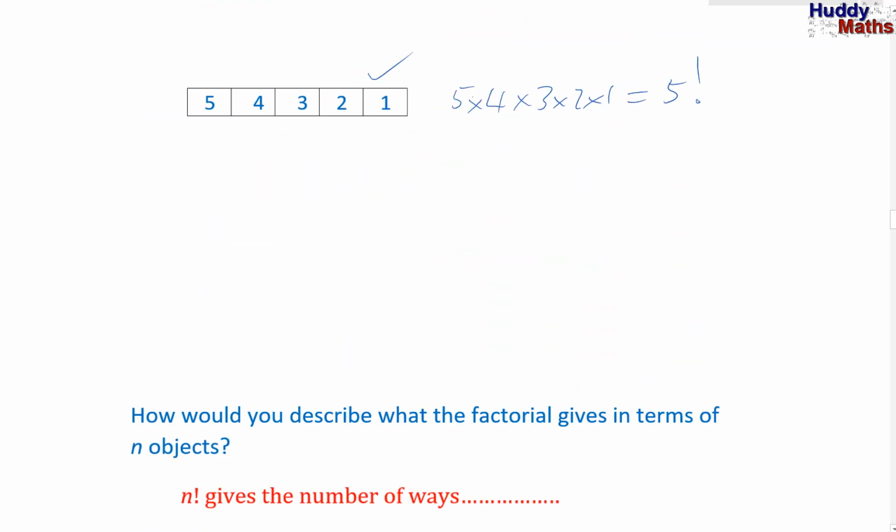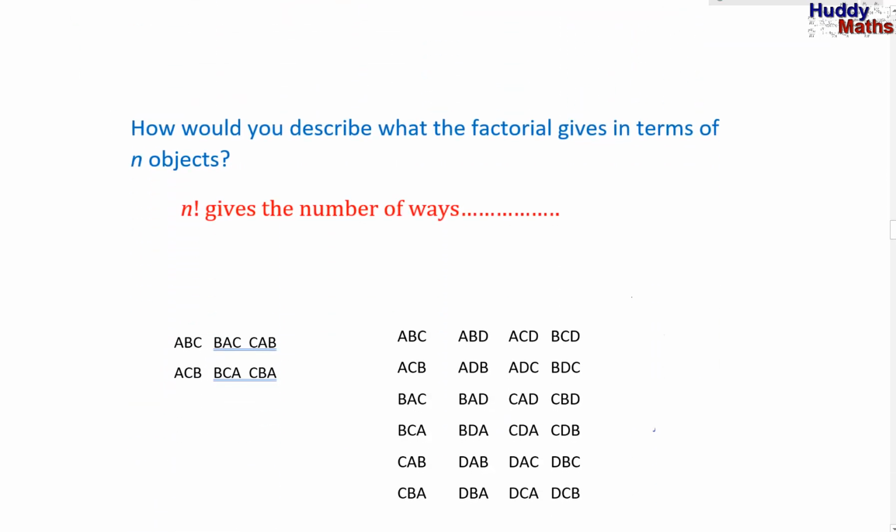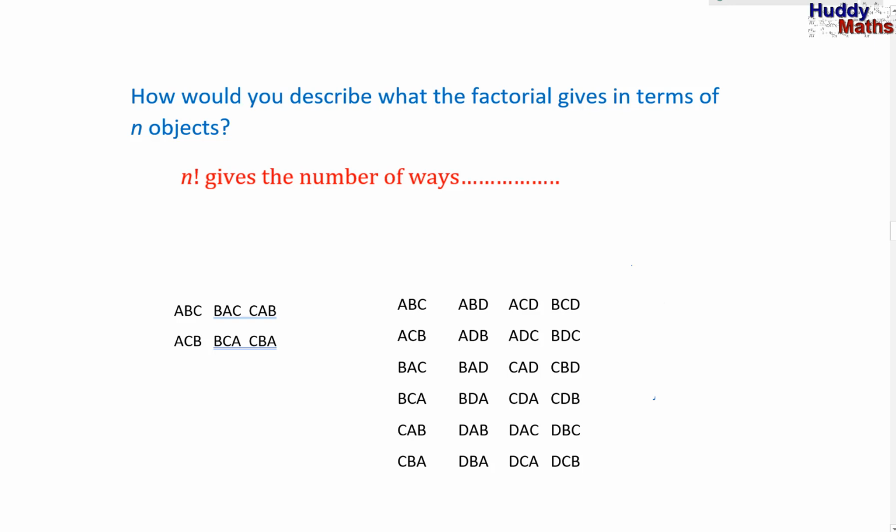Come down, let's have a closer look at it. How would you describe what the factorial gives in terms of n objects? You take all n objects, and what do you produce? These might be some hints down here for you. N factorial gives the number of ways. Now pause the presentation and think about what's going on on this screen and see if you can complete the sentence.